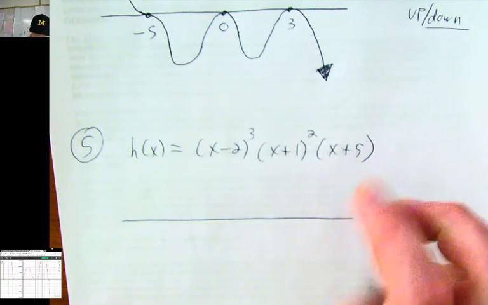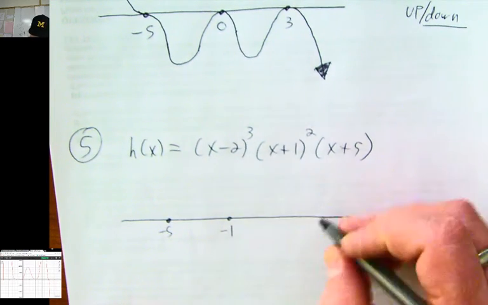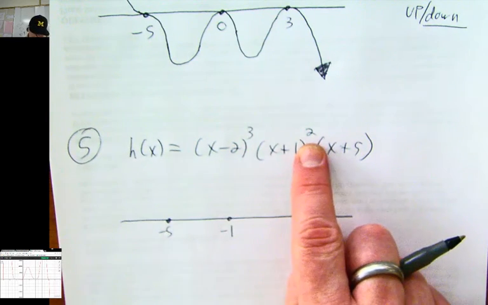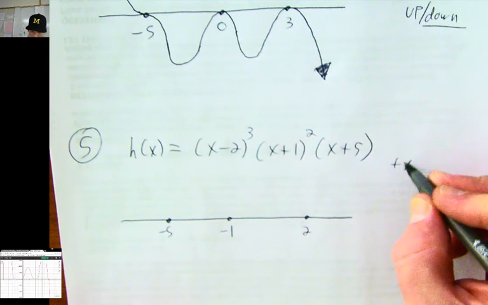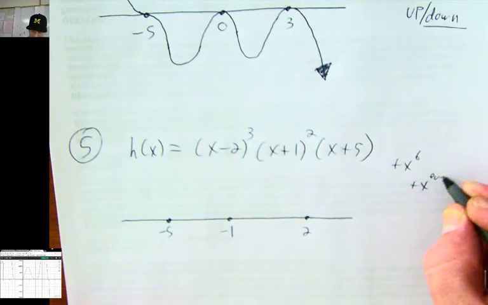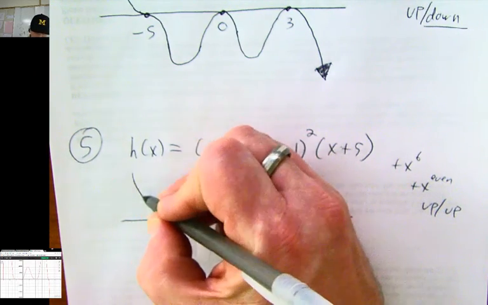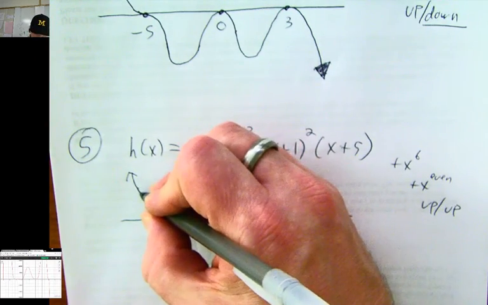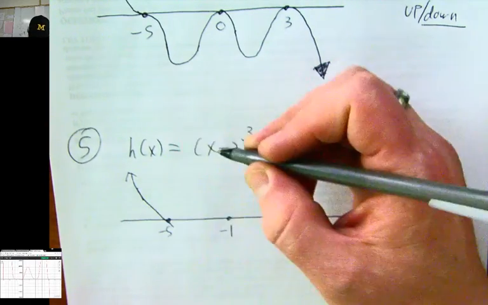I have a 0 at -5, a 0 at -1, and a 0 at +2. This is 3 plus 2 plus 1, so that's positive x to the 6th. So this is positive x to the even, meaning up and up for the end behavior. So it's going to be pointing up here, heading towards -5. -5 is a single, so it's actually going to pass straight through at -5.